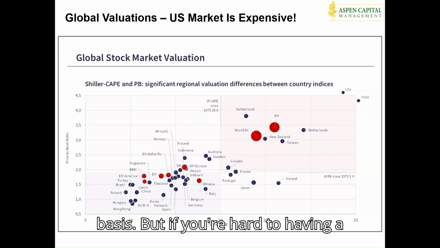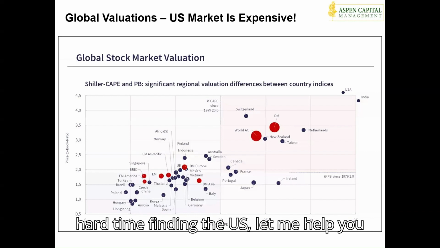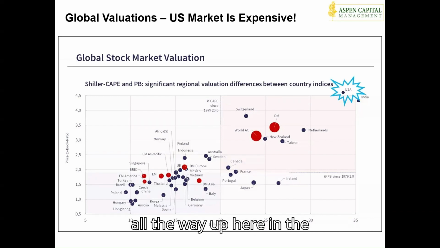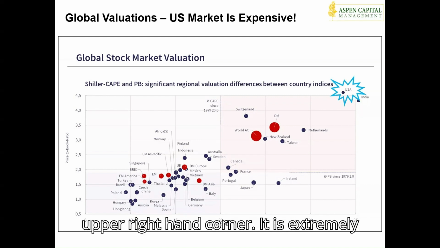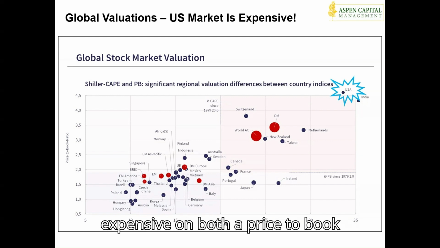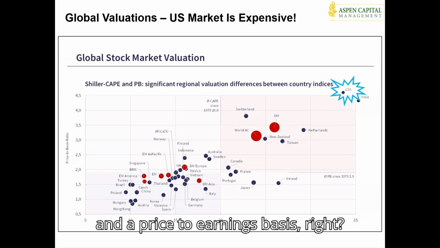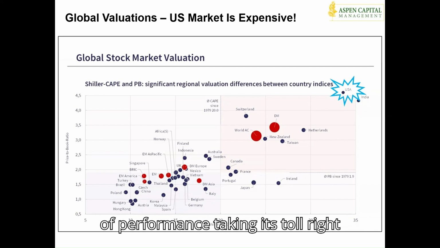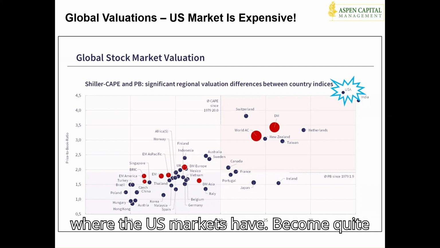But if you're having a hard time finding the US, let me help you out, because it's actually off the chart all the way up here in the upper right-hand corner. It is extremely expensive on both a price to book and a price to earnings basis, right? And this is the last 5 years of performance taking its toll, where the US markets have become quite expensive.